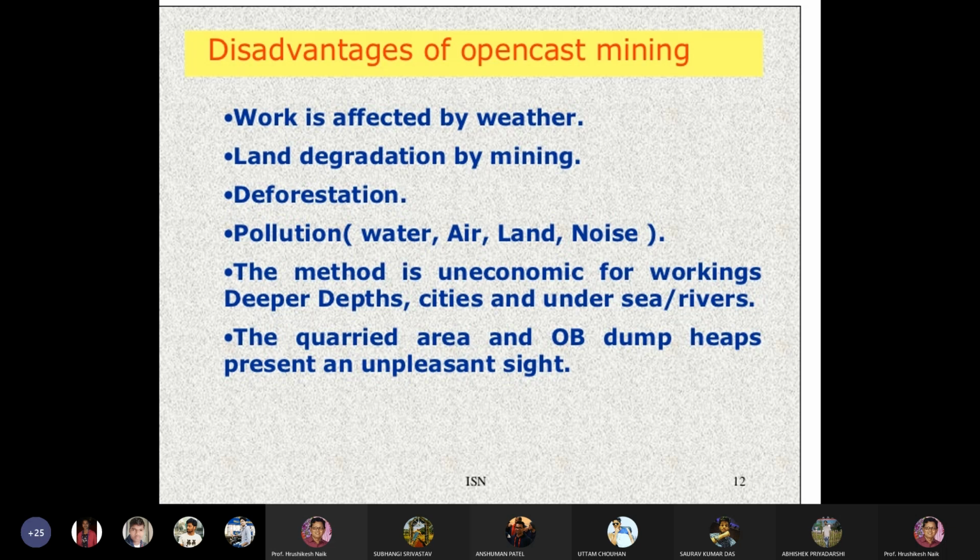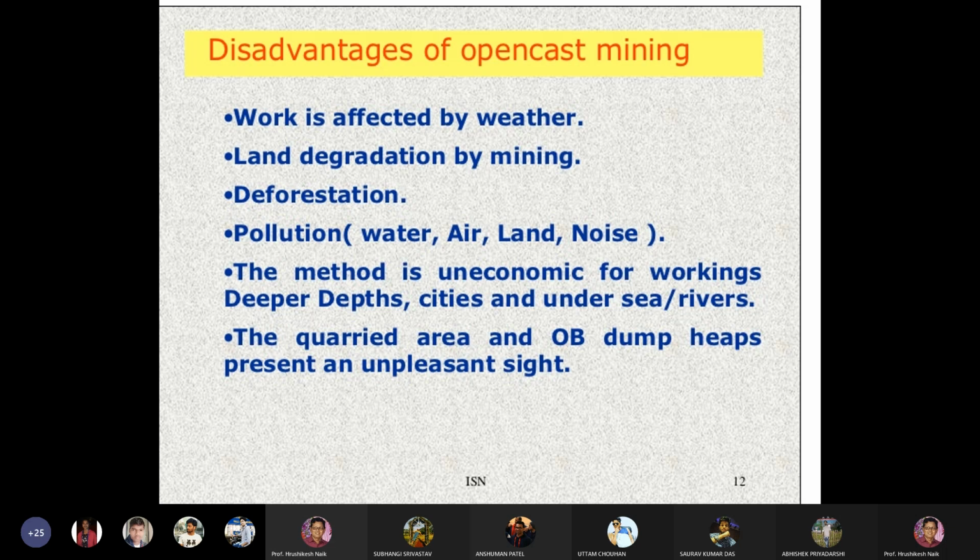The method is uneconomic for working deeper depths. Cities and undersea rivers are very difficult to work. The method is uneconomic for working deeper depth. If the depth is more, you cannot go for open cast mining. If the deposit is lying below a city, you cannot go for open cast mining. If the deposit is lying below the sea or rivers, you cannot go for open cast mining.